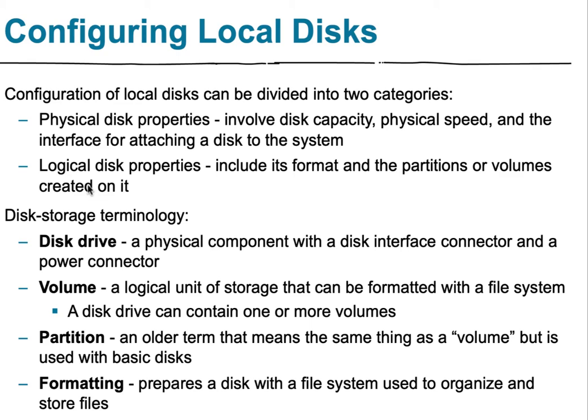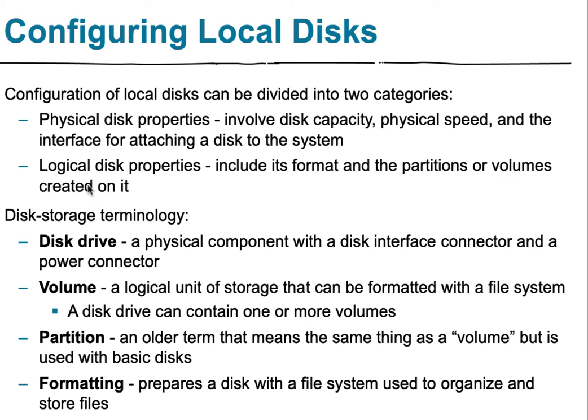Disk drive. A disk drive is a physical component with a disk interface connector such as SATA or SAS and a power connector. A mechanical disk drive, usually called an HDD, has one or more circular magnetic platters storing the data's actual bits and one or more read-write heads, one for each side of the magnetic platters, actually. The platters spin at high speed, and the read-write heads move from the inside of the platter to the outside to read data on the disk. An SSD has disk interface and power connectors, but has flash memory chips instead of magnetic platters, and there are no read-write heads or other moving parts. Data on SSDs is accessed in a similar fashion as in RAM.